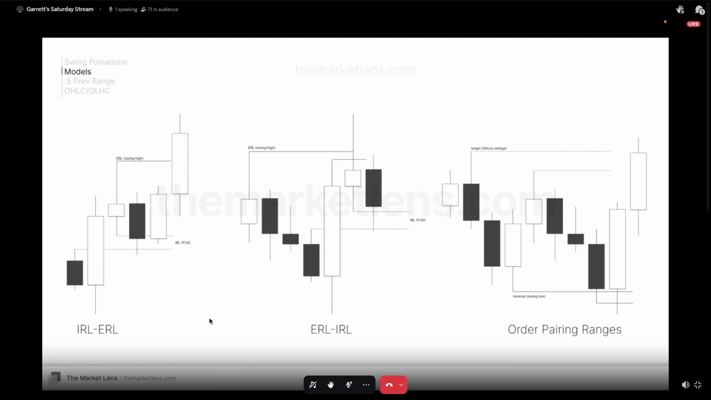So now we're going to introduce models. So these are the 3 frameworks that we use every single day on all time frames. So like the daily, the 4-hour, and the 1-hour, right? So internal to external, internal being the reversal point, external being the target; external to internal, external being the reversal point, internal range being the targets; and order pairing ranges, or just manipulation and distribution to low resistance liquidity. It is a swing point or a range low as the reversal point, and the opposing side of the range or failure swings or a swing high as the targets, right?